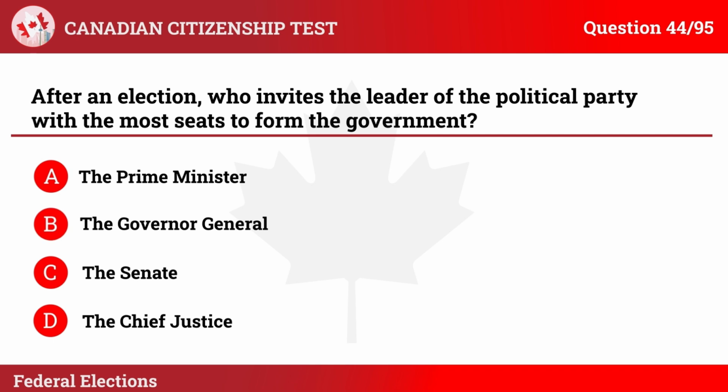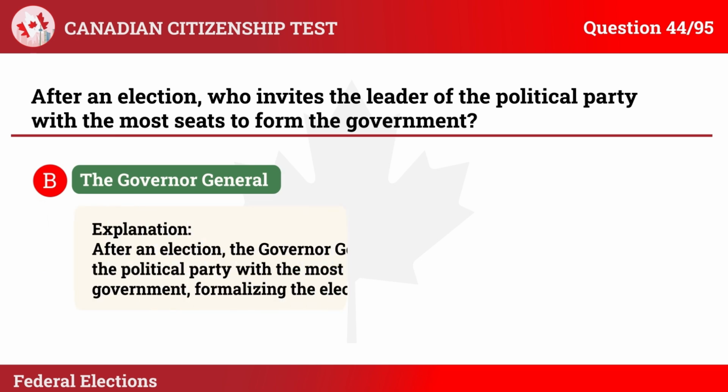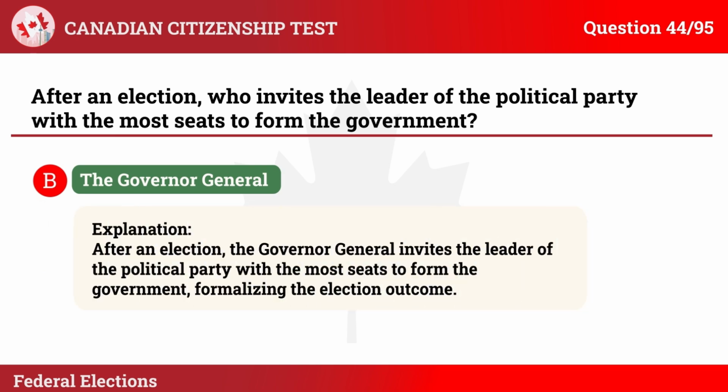The correct answer is B. The Governor-General. Explanation: after an election, the Governor-General invites the leader of the political party with the most seats to form the government, formalizing the election outcome.